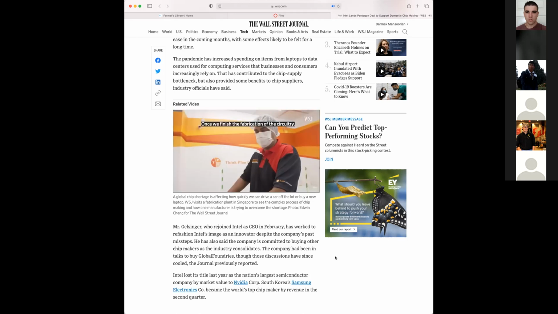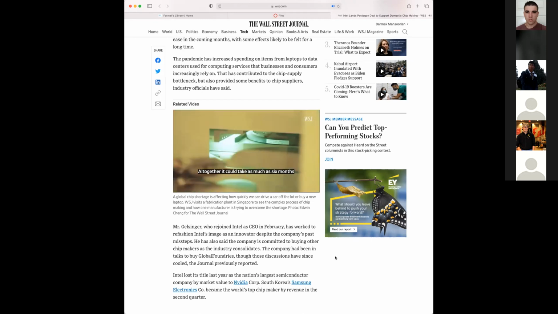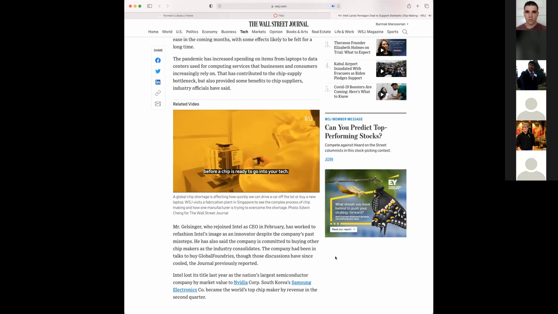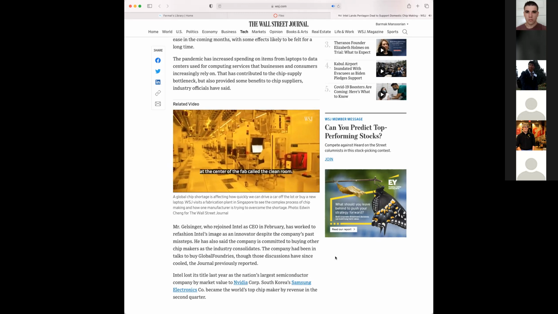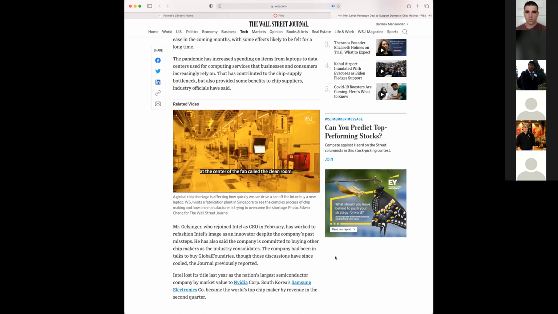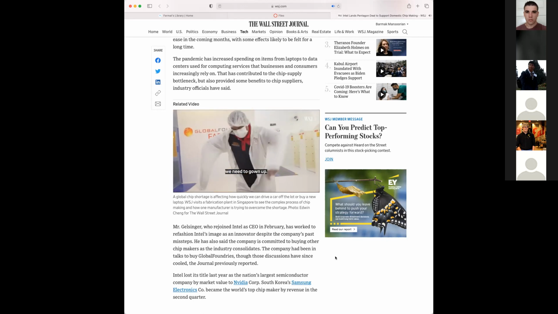Once we finish the fabrication of the circuitry, it has to go for testing, it has to go for repackaging. Altogether, it could take as much as 6 months before a chip is ready to go into your tech. This long process starts here at the center of the fab called the clean room. Before going into the clean room, we need to gown up.